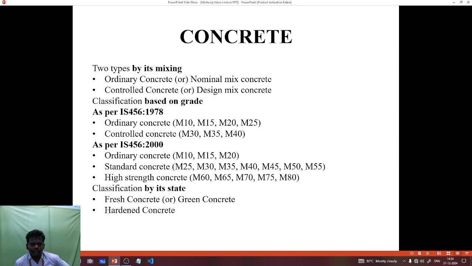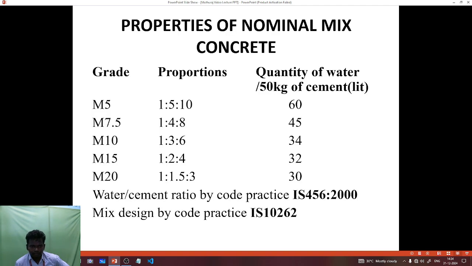Classification based on grade. As per IS 456 of 1978, ordinary concrete is classified as M10, M15, M20 and M25, and controlled concrete as M30, M35, M40. As per IS 456 of the year 2000, ordinary concrete is classified as M10, M15, M20, standard concrete as M25, M30, M35, M40, M45, M50 and M55, and high strength concrete as M60, M65, M70, M75, M80. The classification of concrete by its state: fresh concrete or green concrete, and hardened concrete.